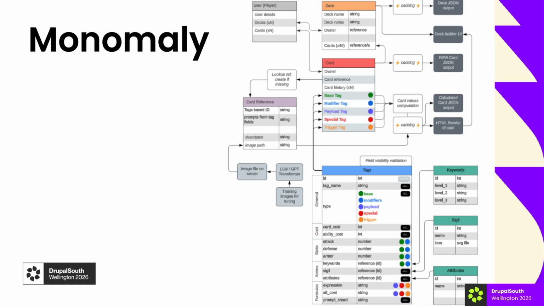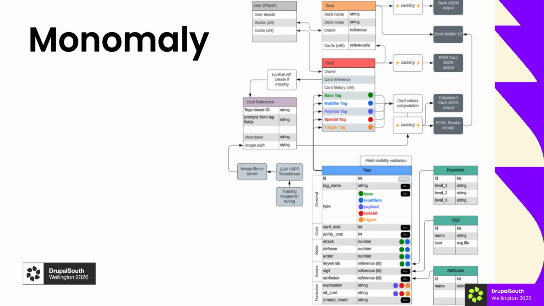So you've got, where's my mouse? Over here. You've got the user. The user has the user details. They have a list of decks, and then they have a collection of cards. The decks are basically lists of cards as well from this other list. Each deck has a name, user addable notes, the owner, and then the 40 card references.